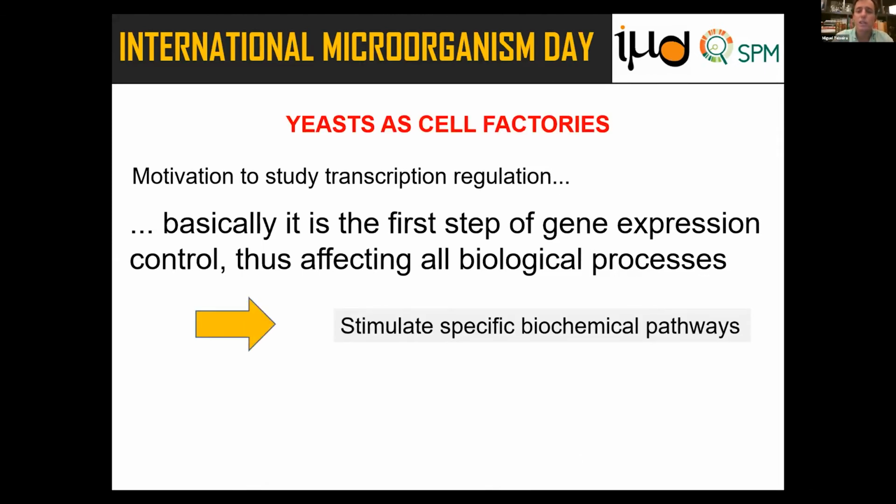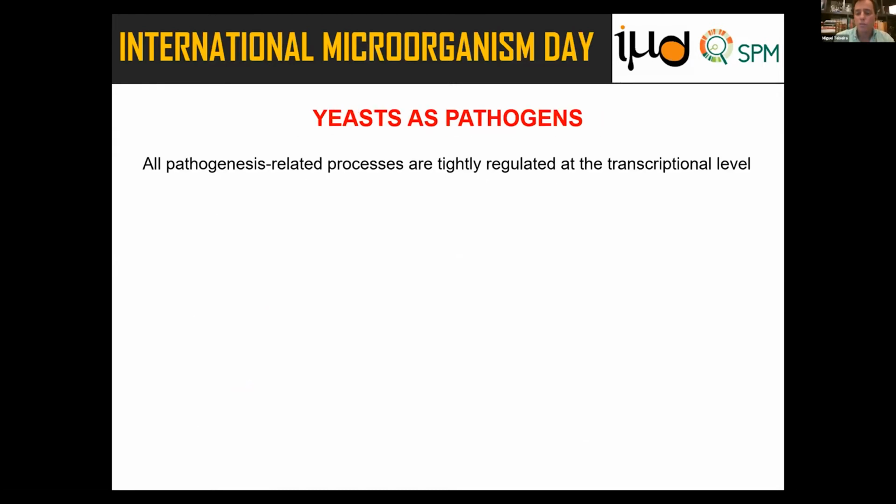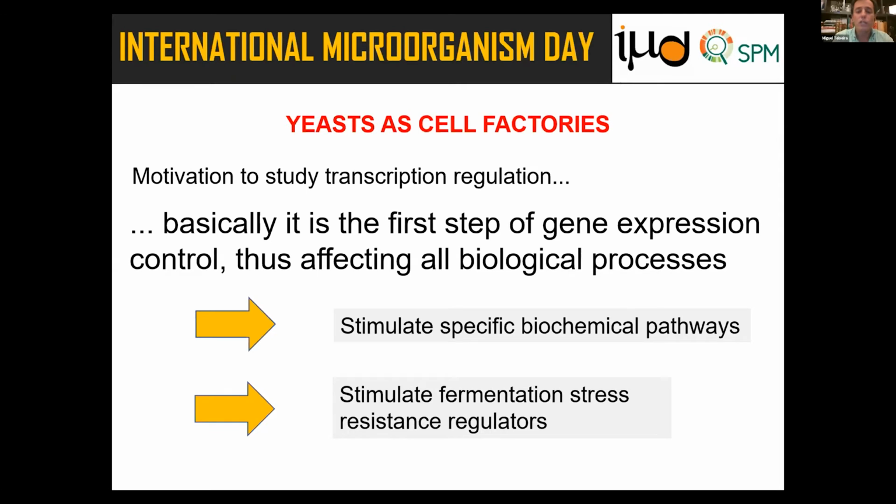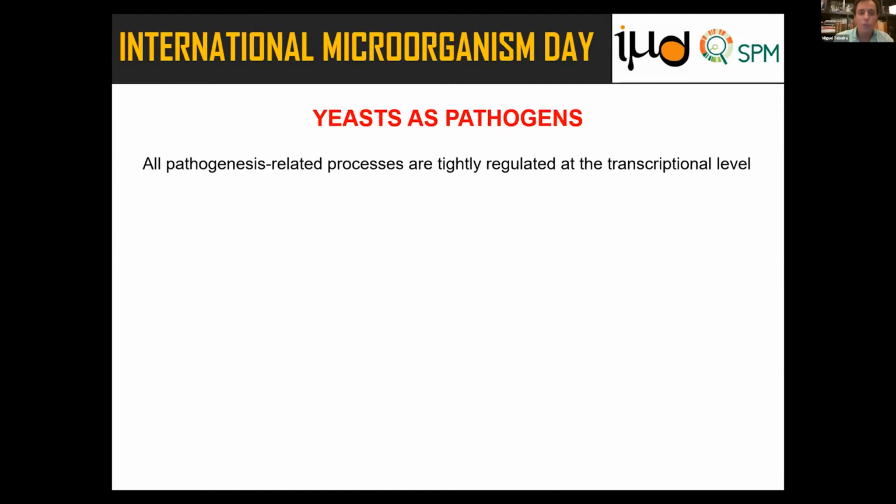First, yeast as cell factories. And here the idea was to be able to use transcriptional regulation data to, for example, stimulate specific biochemical pathways or stimulate fermentation stress resistance regulators so as to optimize yeast as cell factories. On the opposite side of the ring, we have yeast as pathogens. And in this case, we don't want to stimulate anything. We actually want to inhibit the activity of these pathogens.